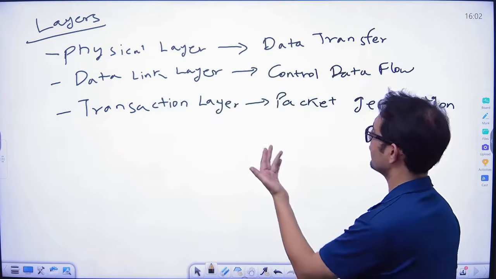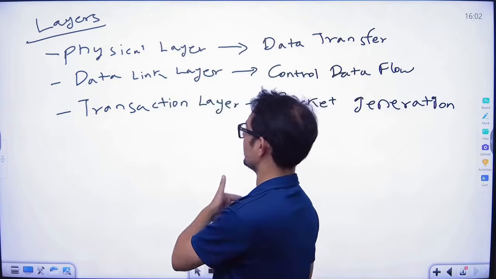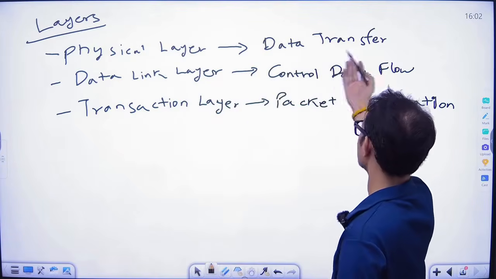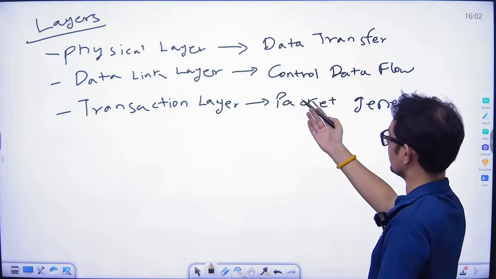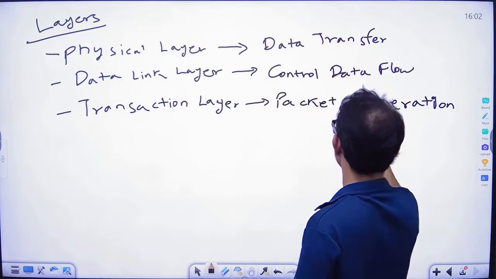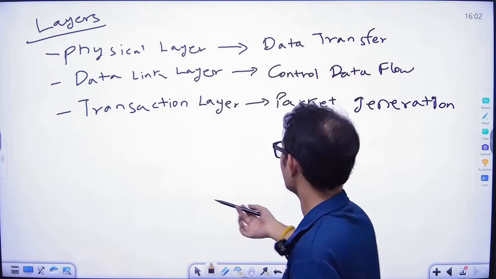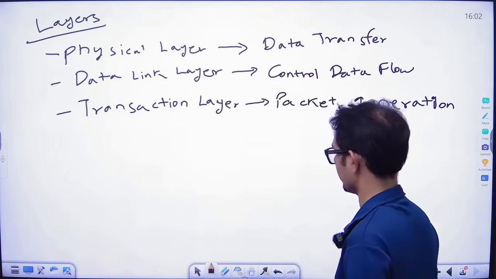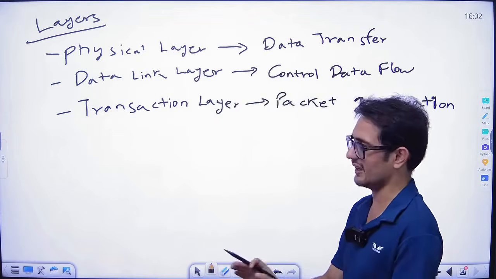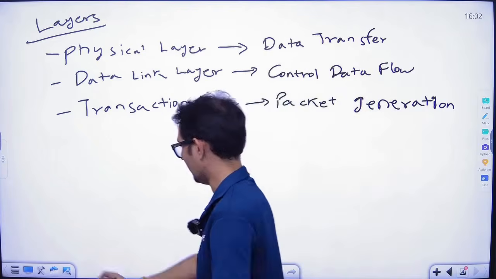So there are the physical layer, data link layer, and transaction layer. The physical layer is mainly for the data transfer. The data link layer is for controlling the data, and the transaction layer is for packet generation. This is the basic that freshers should know.